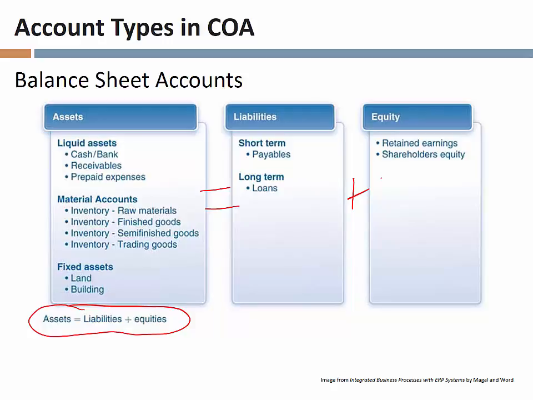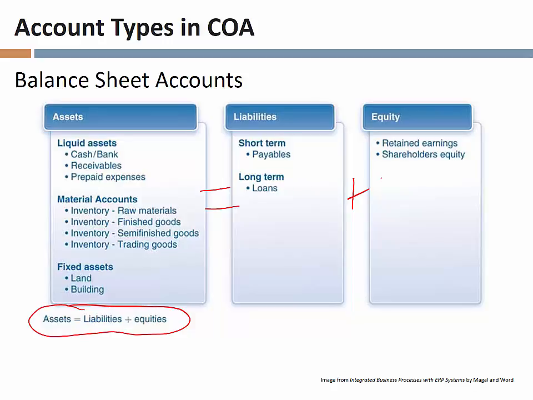Materials, things related to inventory. I have raw materials, I have finished goods, I have semi-finished goods, I have trading goods. All those things you see sitting out in my warehouse or on my store floor, those are assets that I likely own. Fixed assets tend to be things that are permanent in nature. So this would be things like land and building and so on. So any account that relates to any kind of asset would be designated as a balance sheet account.